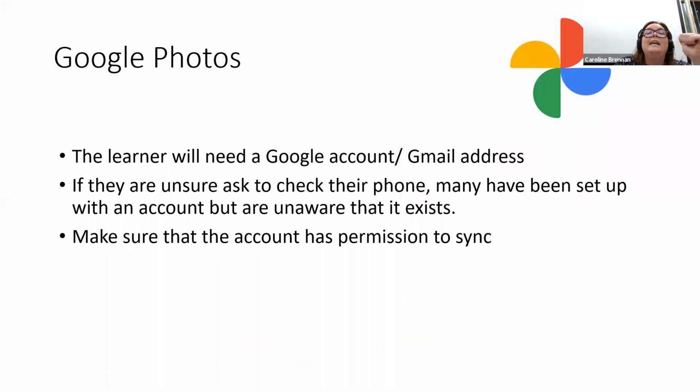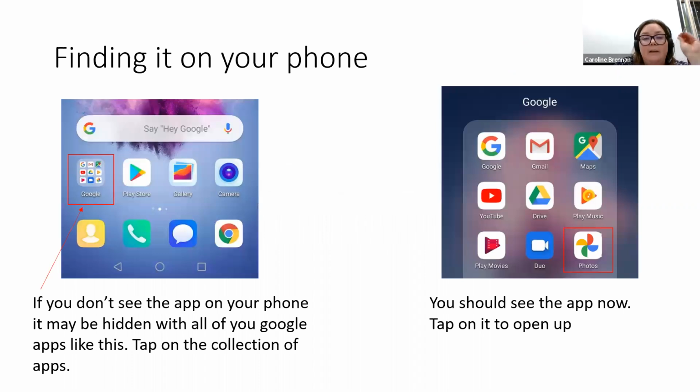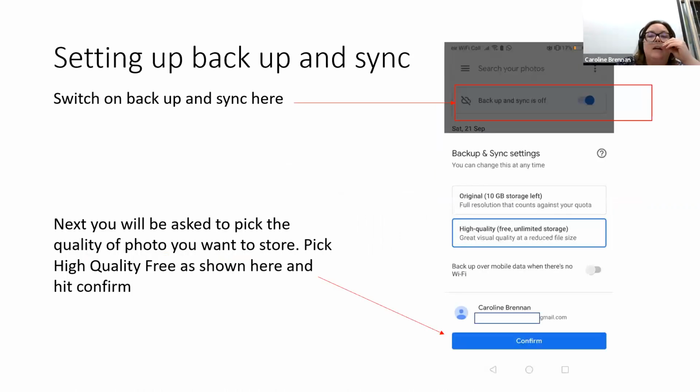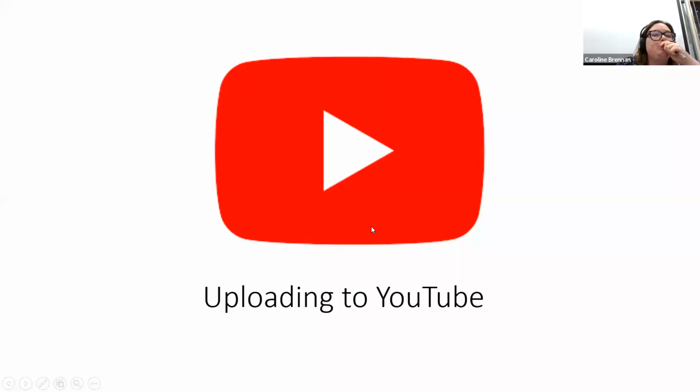Google Photos can be really handy because a lot of smartphones will have it already on there, but you want to make sure that you have given the phone permission to actually upload to the cloud. So if you're helping your learners to find it, sometimes it can be hidden away in a little folder on your phone, and it will look like this little windmill here. Now, this is the important part. Make sure that backup and sync is on. The free high quality version is totally fine, and then you just hit confirm.